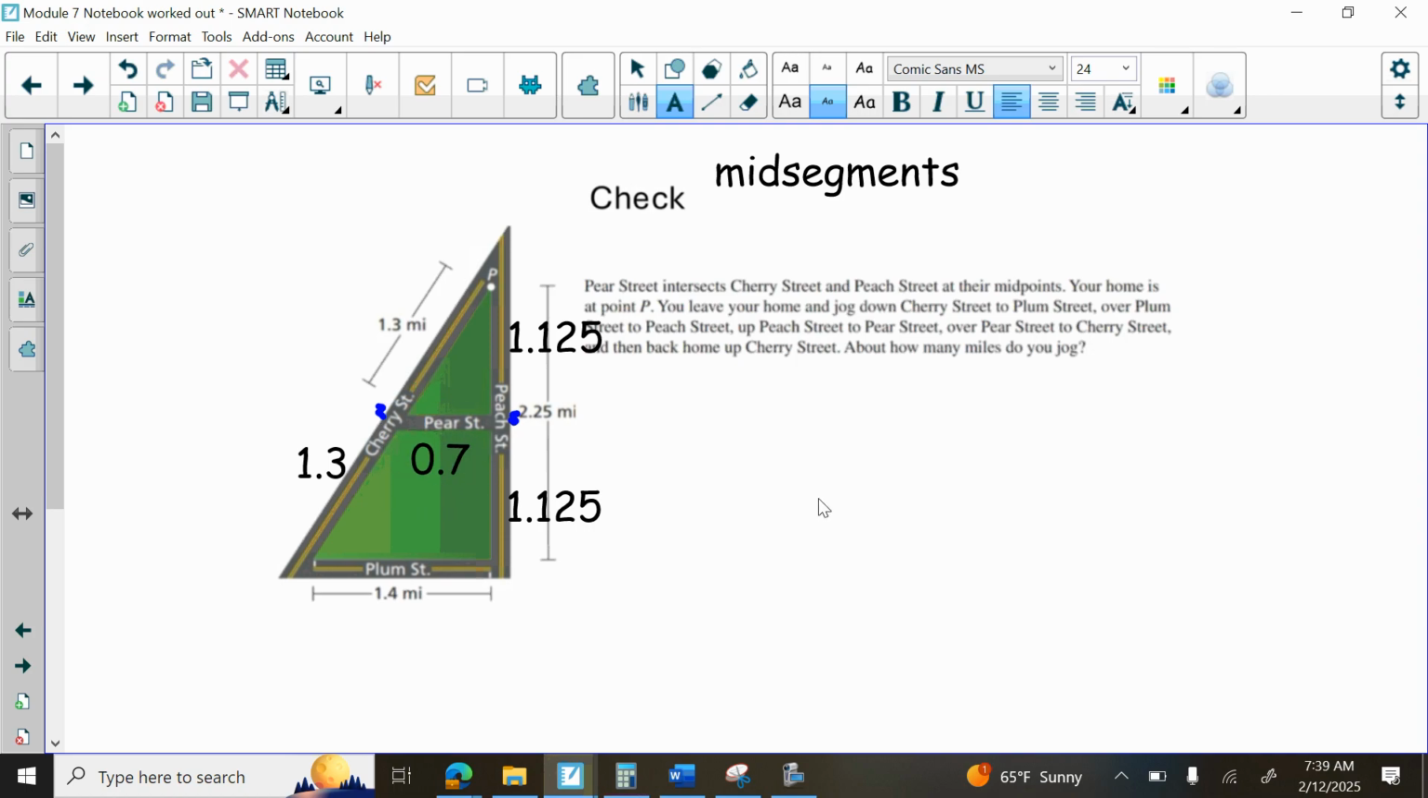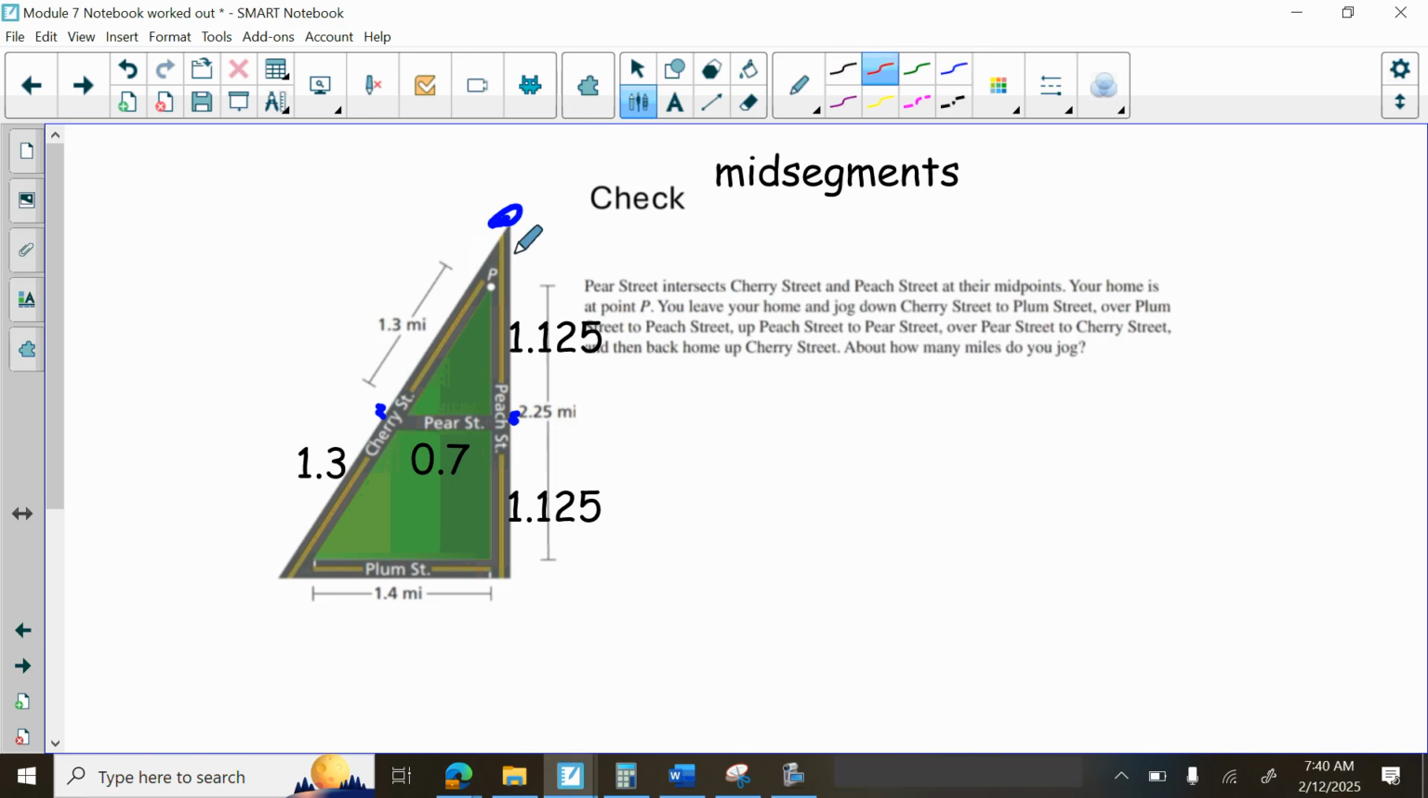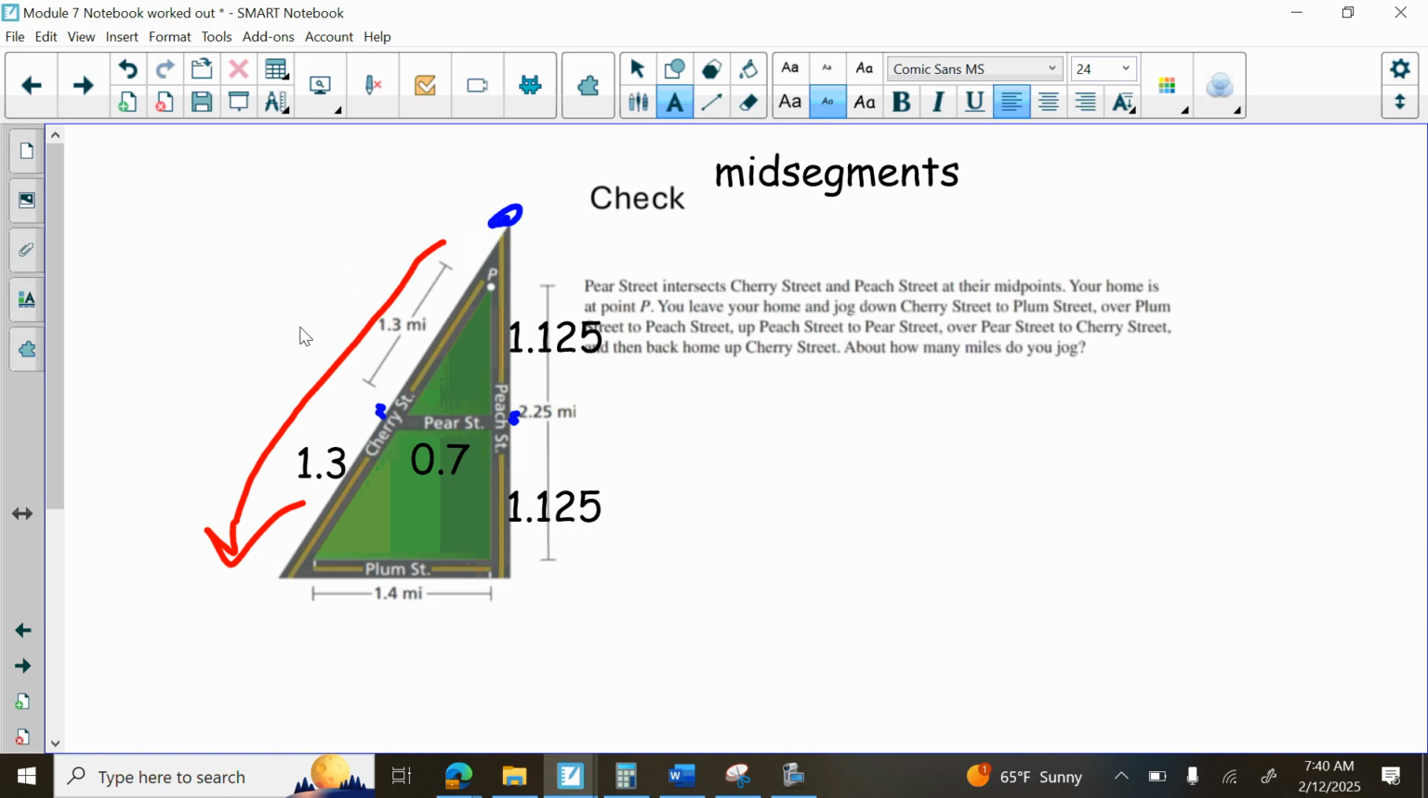Okay. So it says you leave your home and jog down. Oh, and it says your home is point P. So you start here. It says you leave your home and you jog down Cherry Street to Plum Street. So you go all the way down here. What's that distance? 2.6, okay? So far we've jogged 2.6.